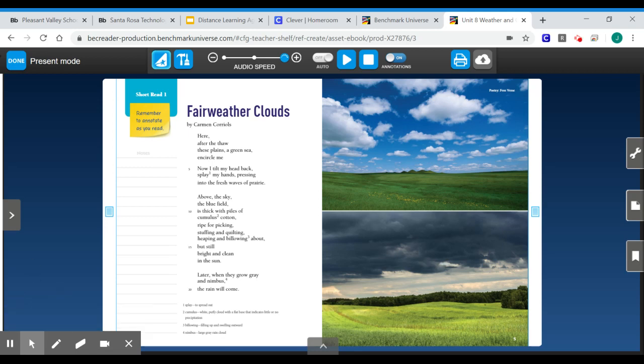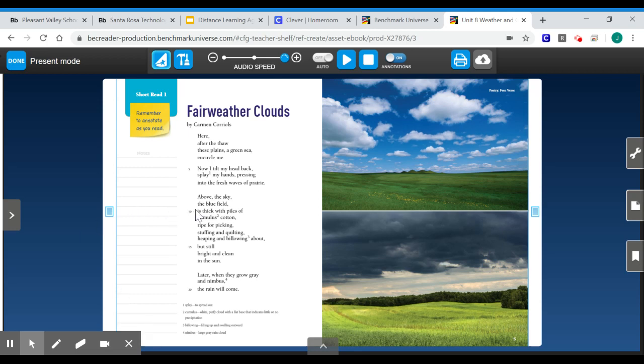When we use metaphors, instead of using the words like or as, we're not using those, and we're still comparing. So you could say the muscle of the blacksmith's brawny arms are iron bands. And that's still comparing, but they're not using the words like or as. So let's look at a metaphor in Fairweather Clouds. You're going to be choosing some of these in your assignment in Google Classroom today.